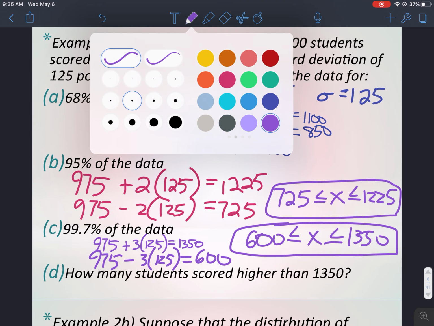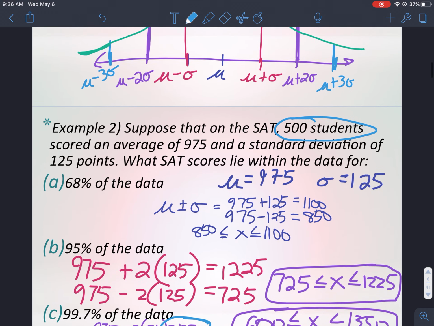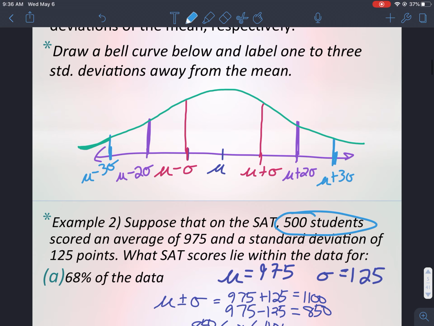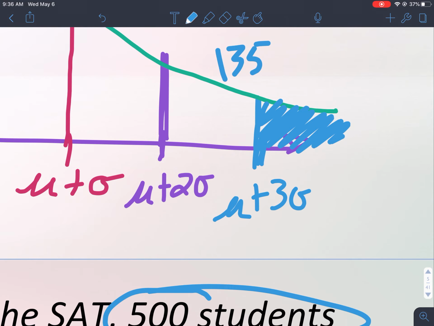Now, last one, part D. How many students, so we're not talking about a score or a percentage, how many students scored higher than 1350? Well, if there are 500 students that took it, and 1350 is 3 standard deviations above the mean, let's go back up to the picture and figure out what percentage goes right here, because that's above 1350.